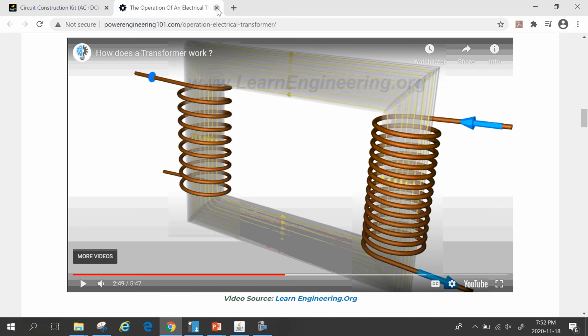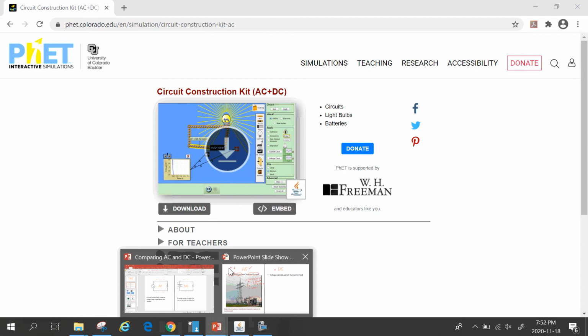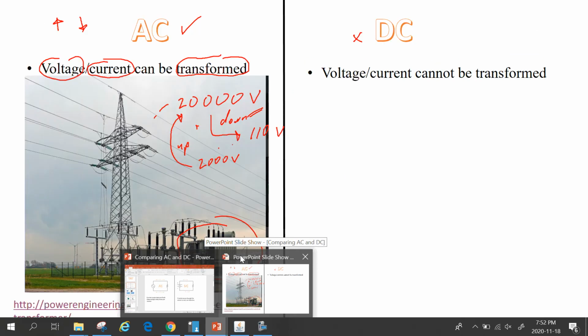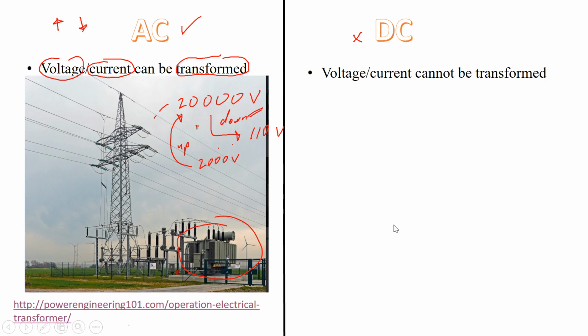So that's all I'll play of this one. That's the basic design and layout of a transformer. And again, I do have another lesson dealing with transformers, generators, and motors, where I go into more detail and into some calculations for transformers as well.